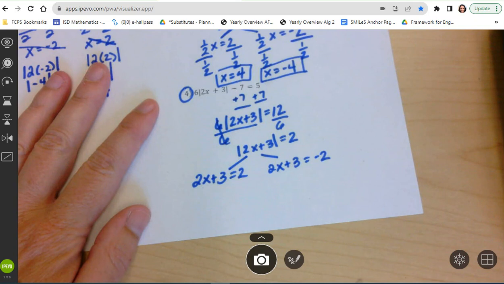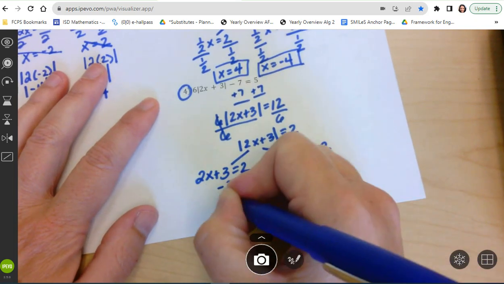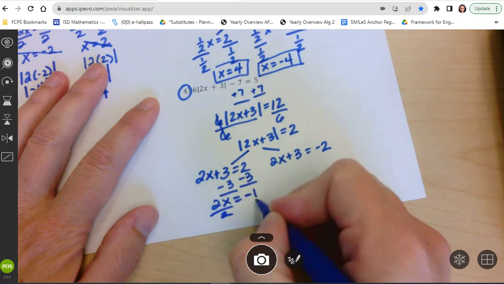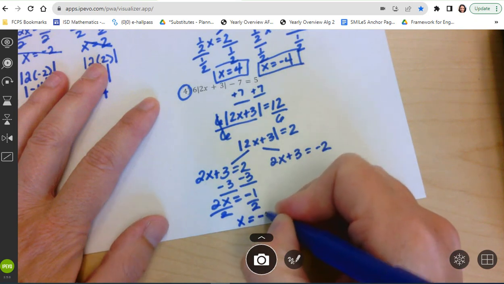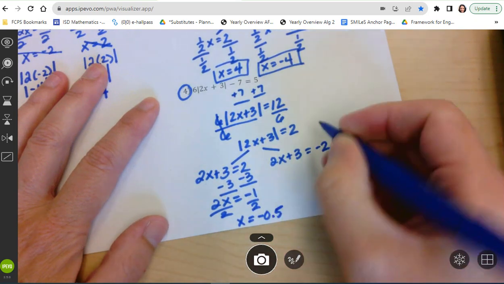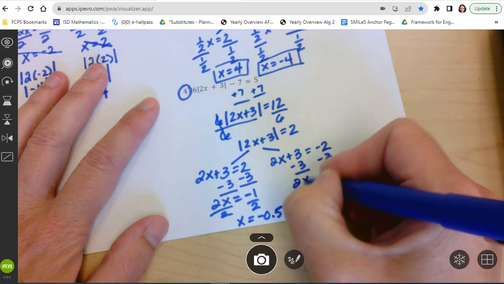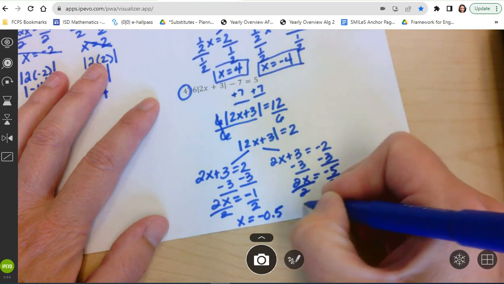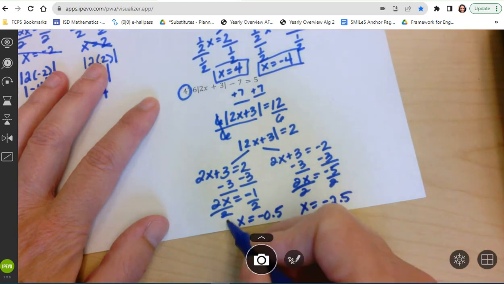All right, and then to solve for x, I saw a lot of you subtract 3 and then divide by 2, and we don't get integers, but in life, our answers are not always integers. That's okay. You can leave that as negative 1/2 or negative 0.5. They're both fine. So I got negative 0.5 and negative 2.5.